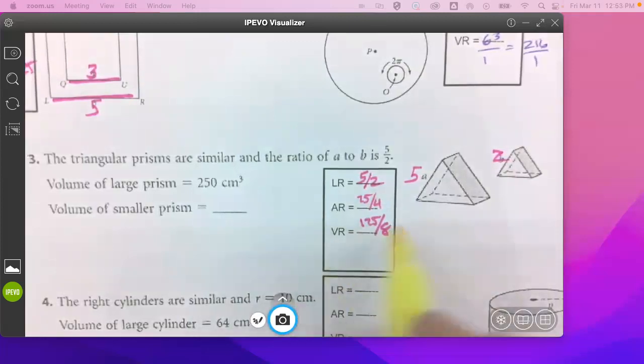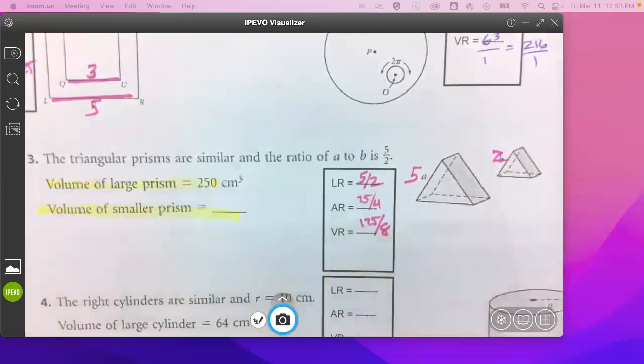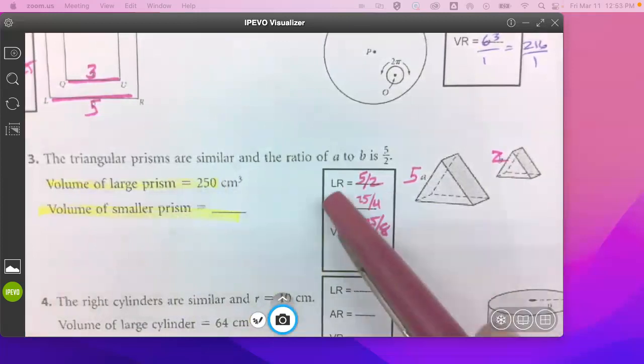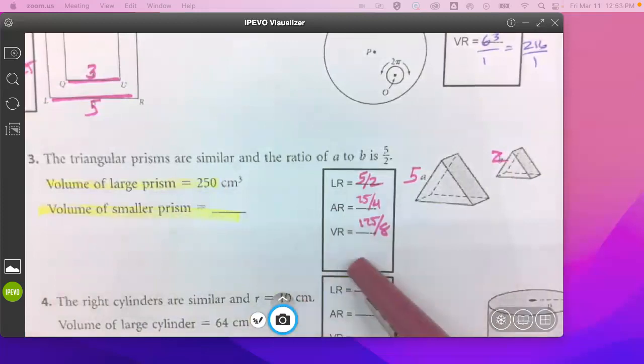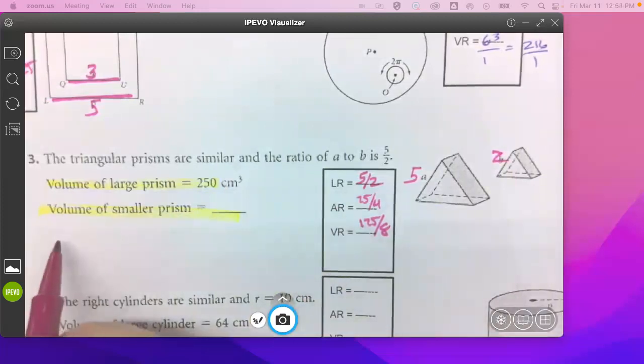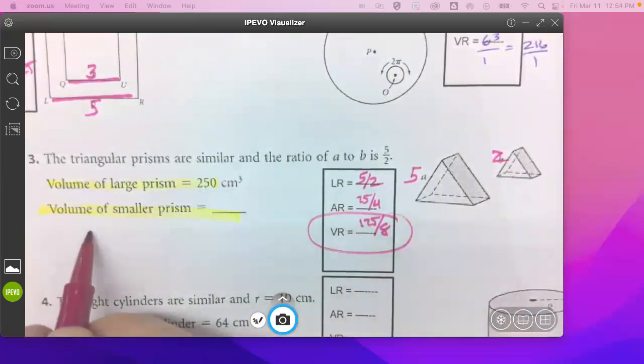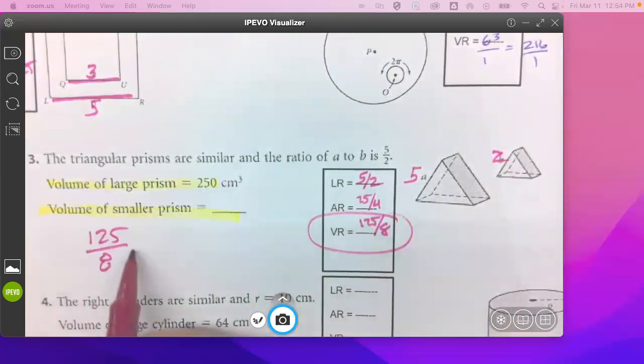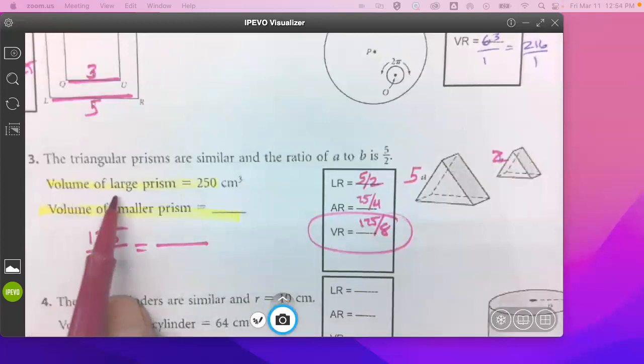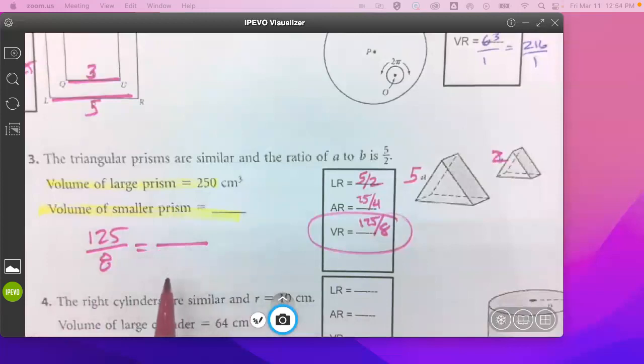Once we get this box, the question is, what are we trying to solve? In this case, we're trying to solve the volume. So which ratio should I use? The length ratio, the area ratio, or the volume ratio? The volume ratio, of course. So I'm going to say 125 over 8 equals some proportion, some fraction. This tells me the volume of the large prism is 250. Should that go on top or bottom of this fraction? On top.